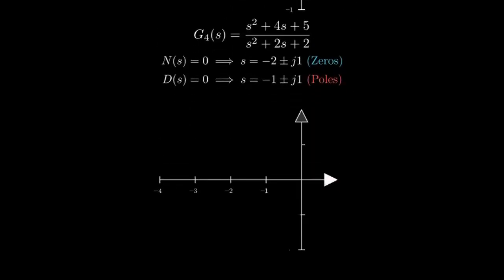The plot shows circles at minus 2 plus j and minus 2 minus j and crosses at minus 1 plus j and minus 1 minus j. Notice complex roots always appear in conjugate pairs for systems with real coefficients. Since the real part of the poles is minus 1, which is less than 0, the poles are in the left half plane, and the system is stable. Complex poles indicate oscillatory behavior.